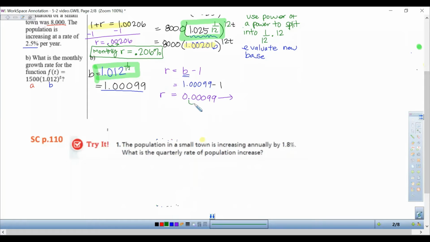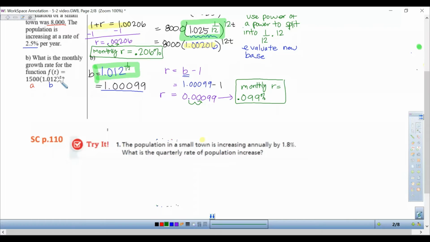So to go from a decimal to a percent, I'm moving to the right 2 spots. So R is 0.099%. So that's my monthly growth rate. Okay, so without having to do the whole equation, because I don't need to know the population after so many months, I would use this setup otherwise.